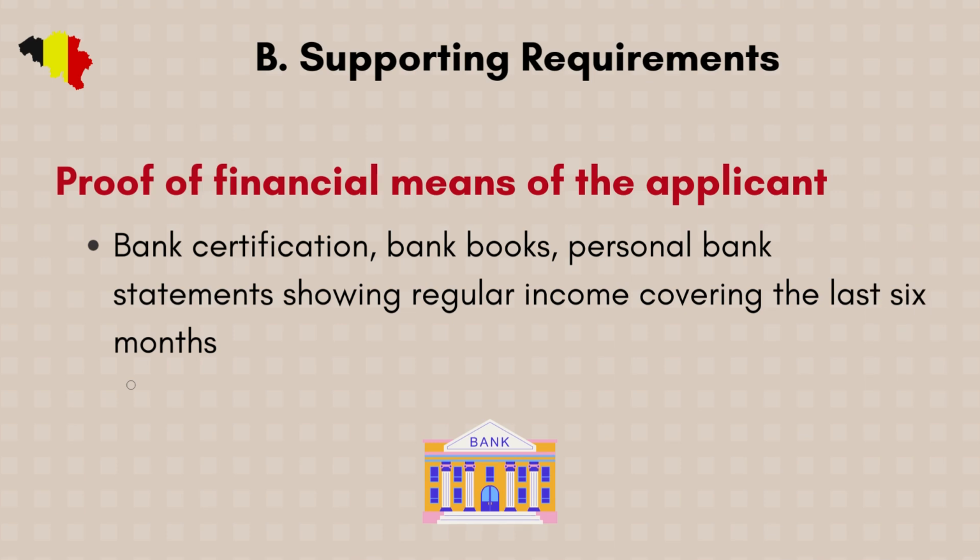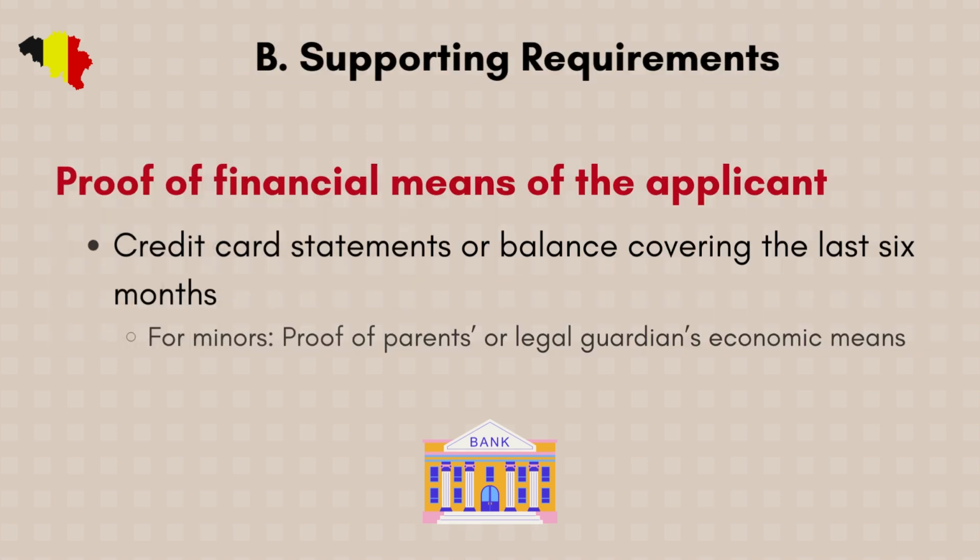Next one, proof of financial means of the applicant. Of course, when you're traveling, whether for tourism or for private visits, you should have your own financial statements. So this would include bank certification, bank statements, bank books. Make sure that it's showing regular income within the last 6 months. You may also include your credit card statements, and again, it should cover the last 6 months. Now, if you are traveling with a minor, let's say your children, then the parents' proof of financial means should be included with their application.